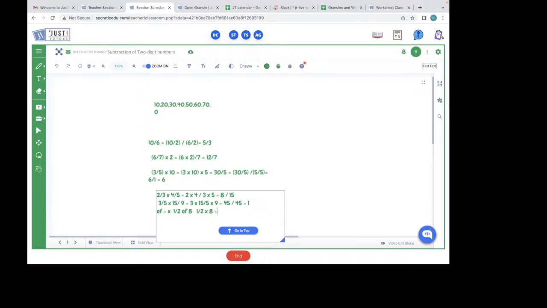Again we have to follow the same process, which is multiply the whole number by the numerator of the fraction, and the denominator remains the same. 8 multiply 1 upon 2. So what do we get? 8 upon 2, and you know 8 upon 2 is 4.